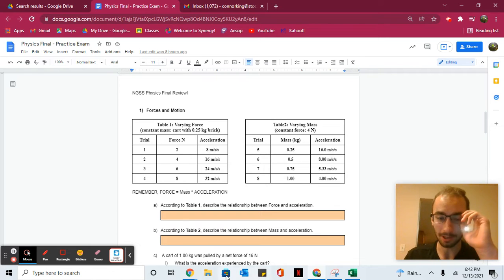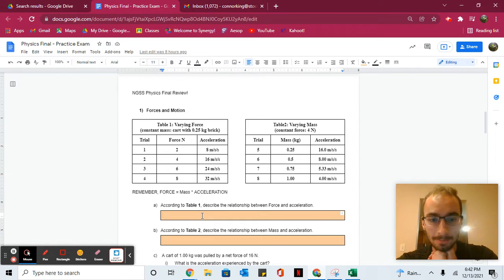First thing, according to Table 1, describe the relationship between force and acceleration. So I want you to notice, in Table 1, we have force changing and then the acceleration of the car over time. So you should notice, as force increases, so does the acceleration. So as the force increases, acceleration also increases.